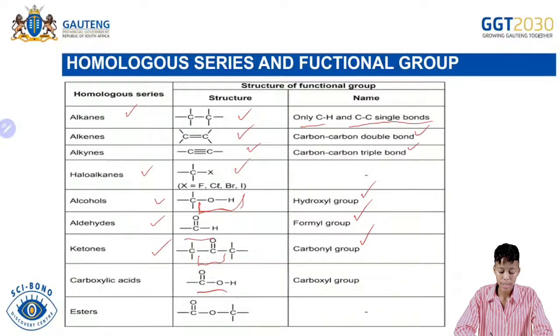Then we have carboxylic acids, it's C double bond O and then OH. And the name of the functional group is called a carboxyl group. And then we have an ester, which has a C double bond O and an O, but this is going to be in between what? In between the two carbons.